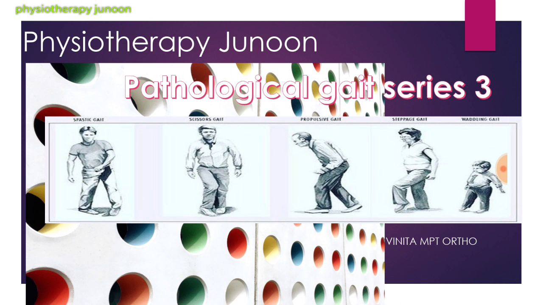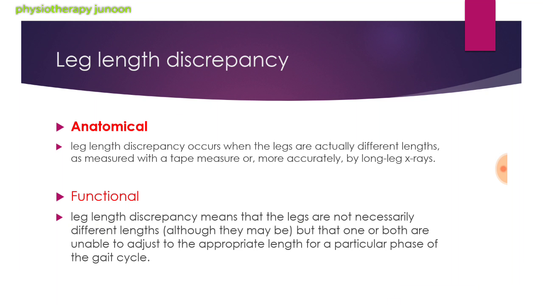I am Dr. Vinita, MPT Ortho. We will first discuss leg length discrepancy. In this, we see two types: one is anatomical, one is functional. In anatomical, leg length discrepancy occurs when the legs are actually of different lengths anatomically, as measured with a tape measure or accurately by long leg x-rays.